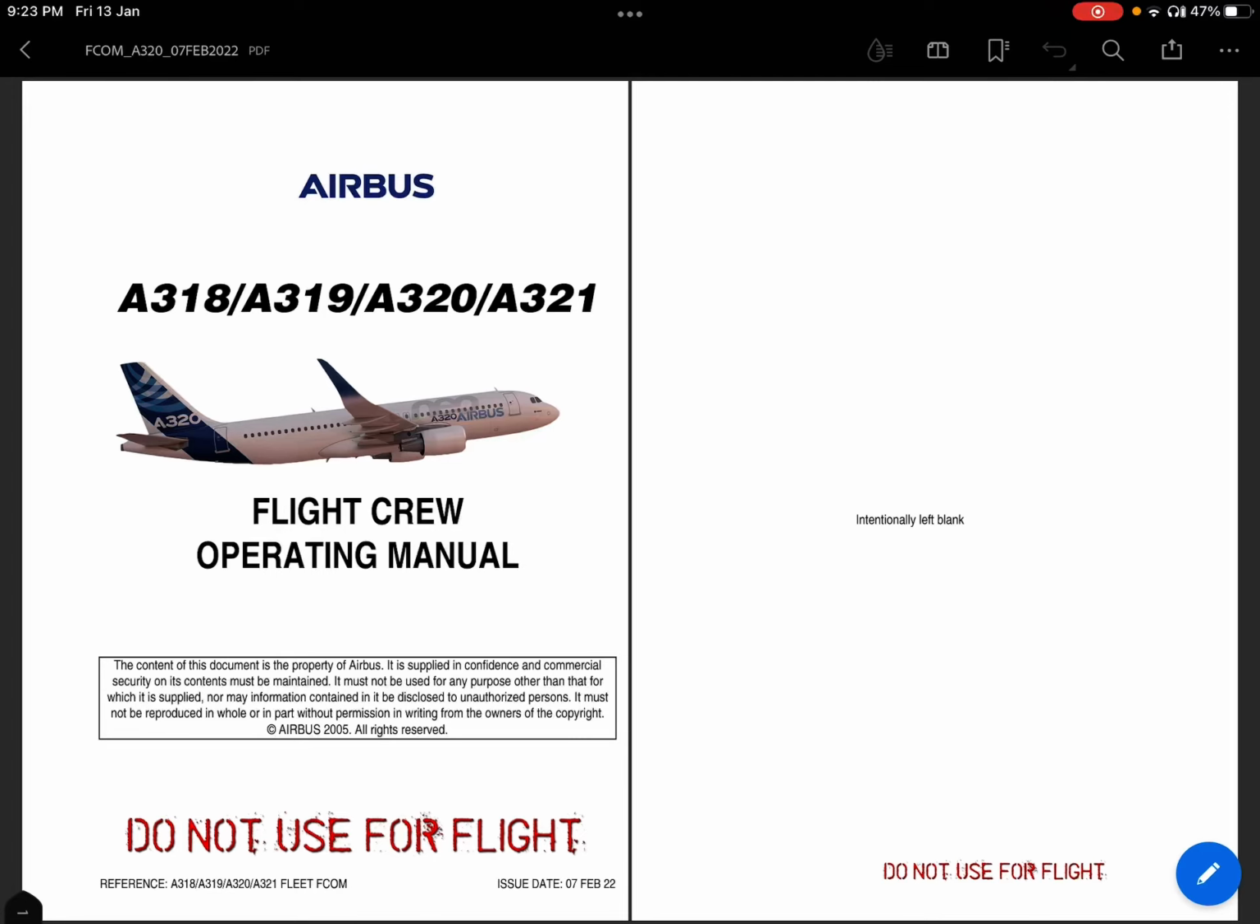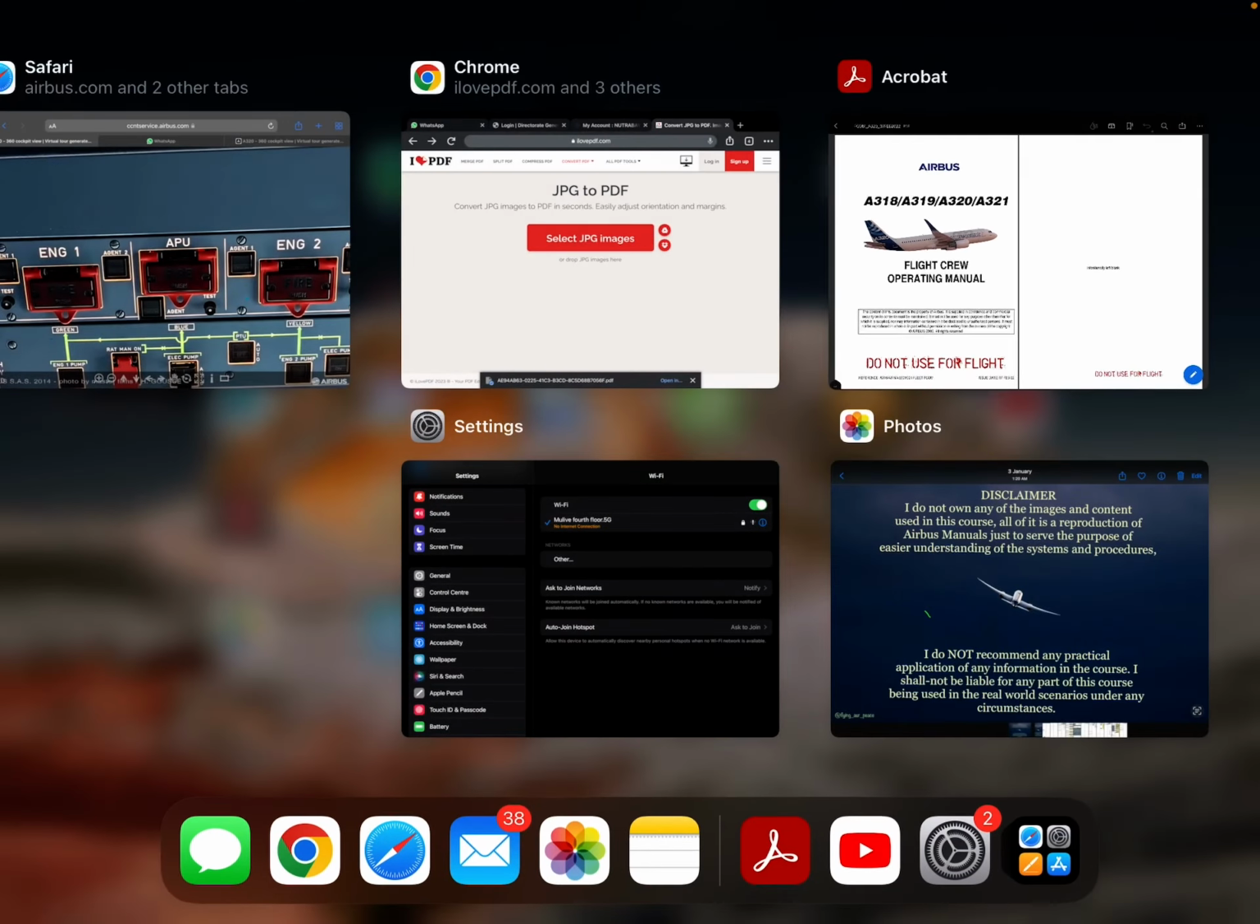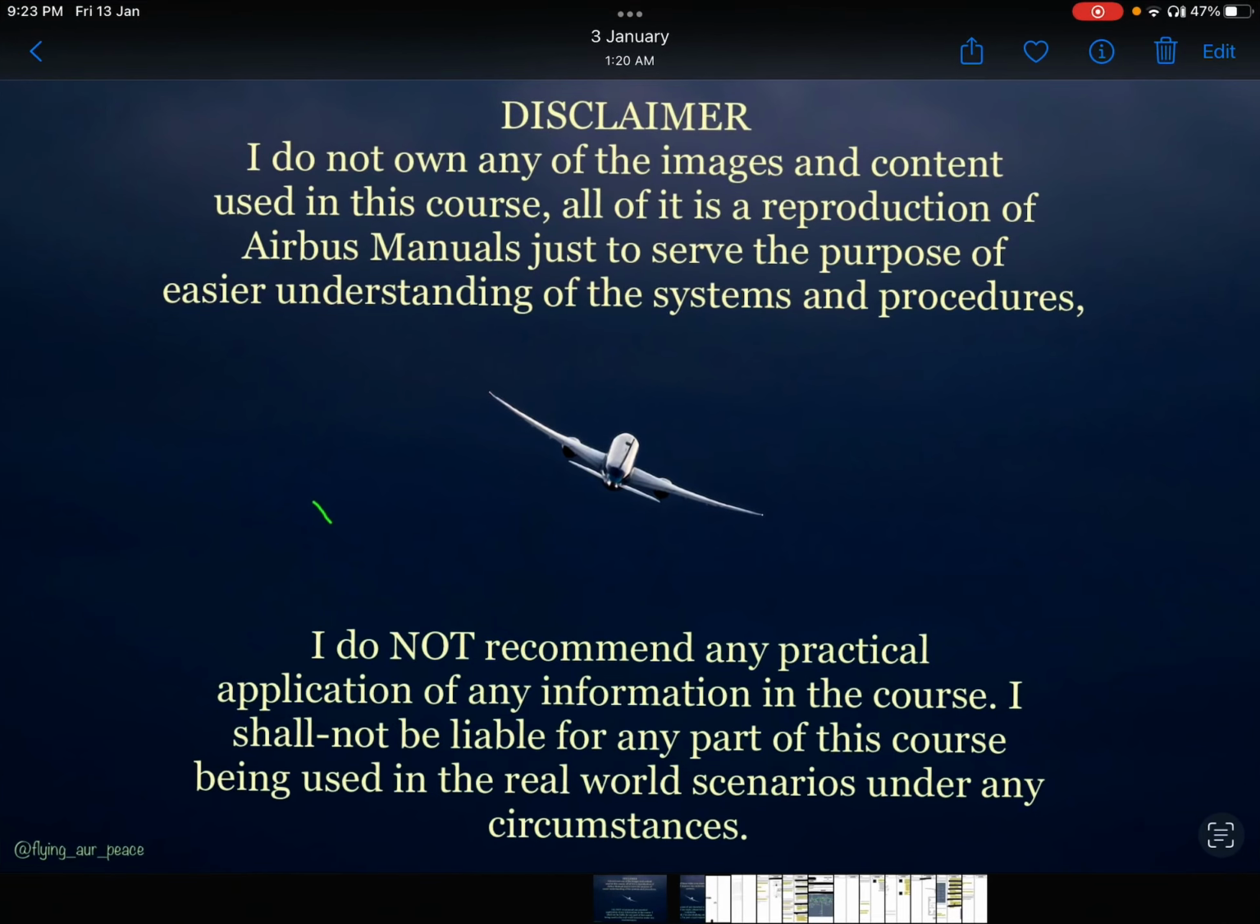A320 APU system from FCOM. So let's start the APU system.